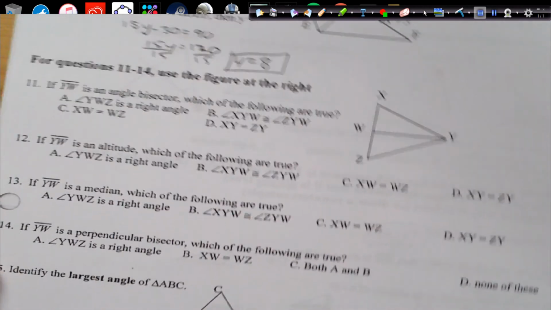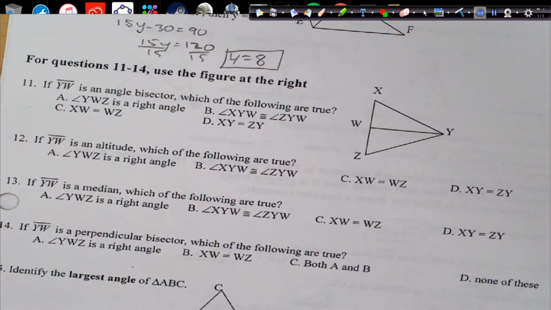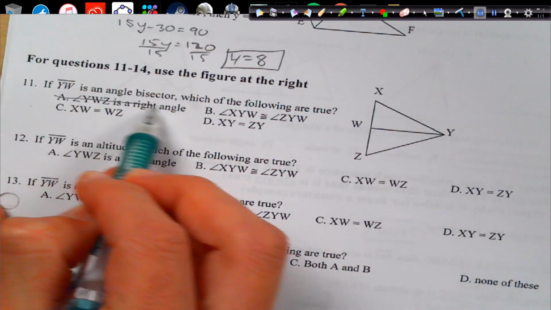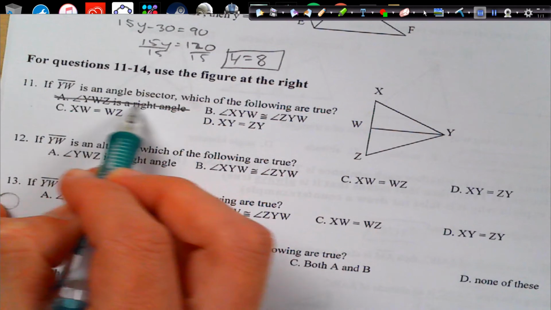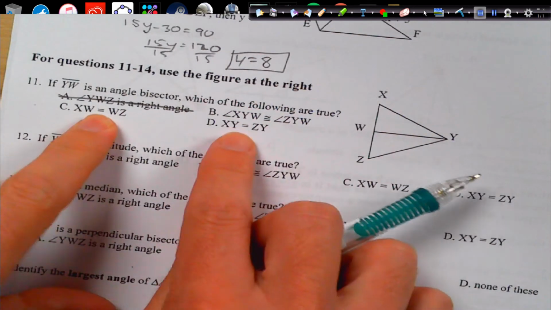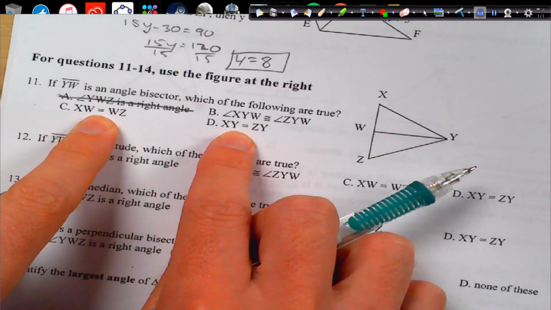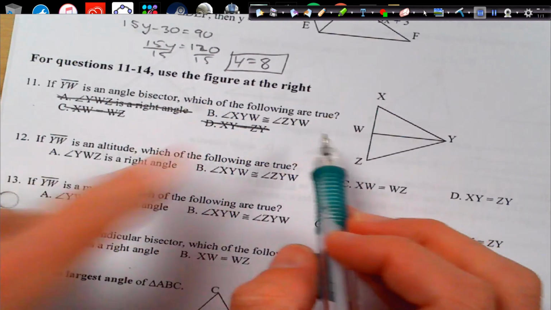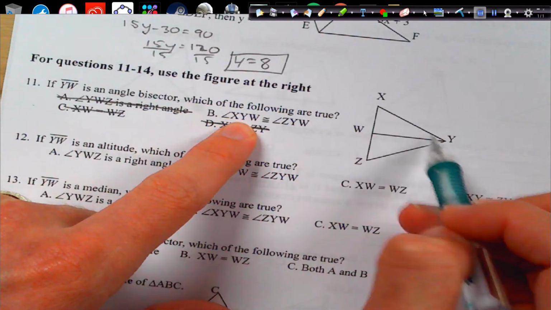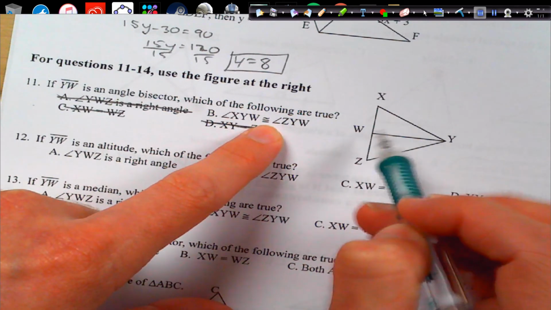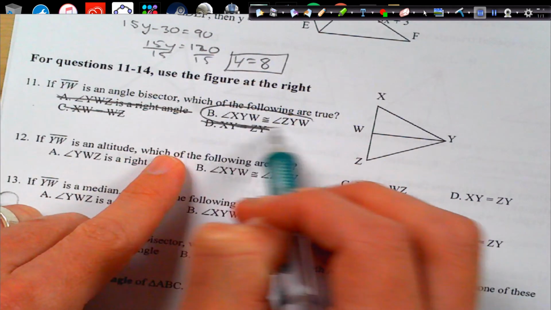Okay, moving on. Number 11. If YW is an angle bisector, which of the following is true? YWZ is a right angle? Okay, it could be, but it's not necessarily true. Would segments be congruent if we have an angle bisector? Heck no. But XYW would be equal to ZYW.